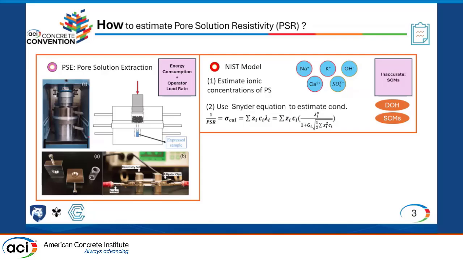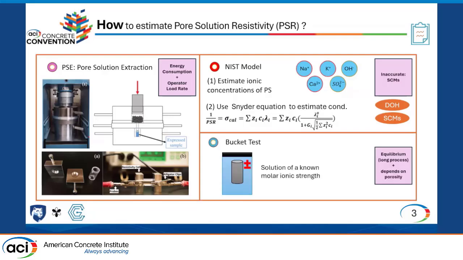The second method is through the NIST model. What the NIST model does is estimate the ionic concentration of pore solution based on assumptions for the reactivity between the ingredients of concrete, and based on assumptions for the degree of hydration. And then after estimating these concentrations, it uses the Nernst-Einstein equation in order to determine the conductivity of the solution and the pore solution resistivity. However, this method was found inaccurate when SCMs are involved, such as fly ash, and this is due to the difficulty in estimating these ionic concentrations within the solution.